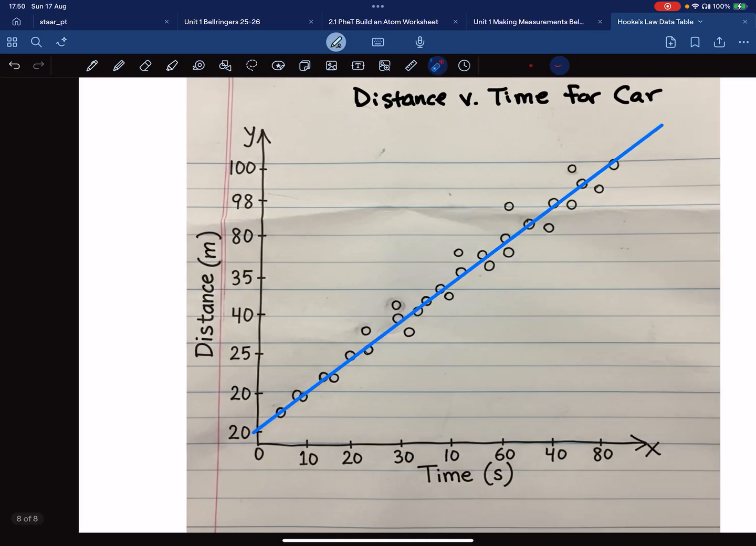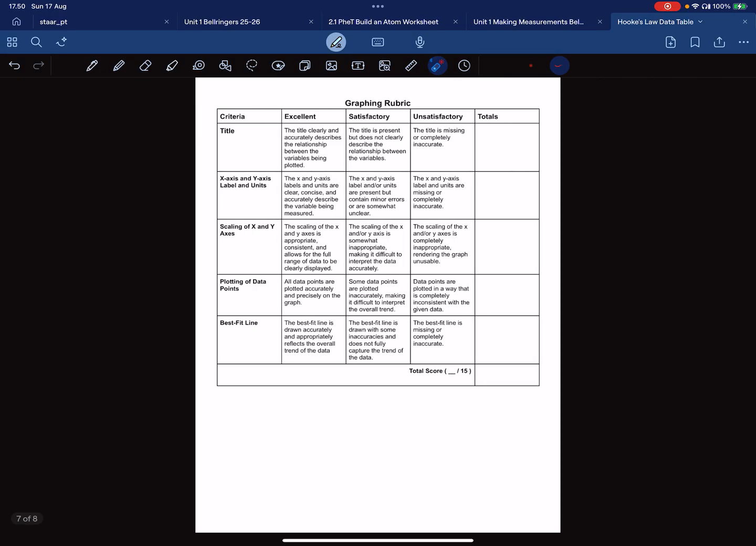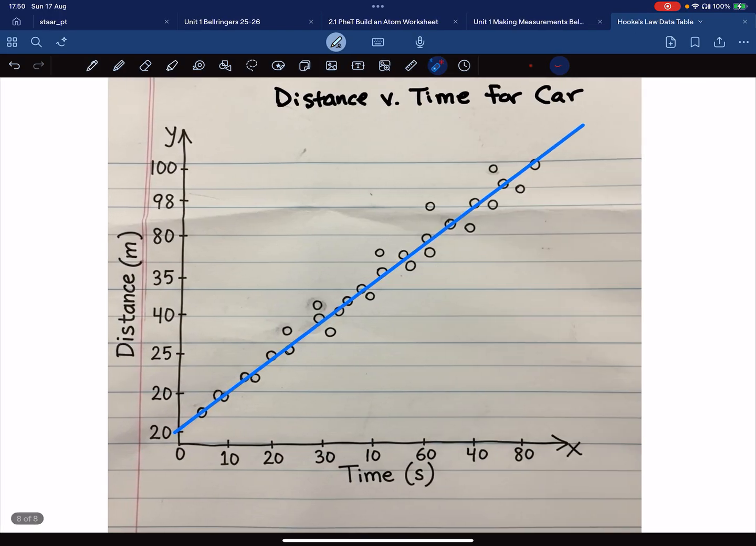Plotting of the data points, those are the individual points. That looks good. And of course the best fit line, that's what we just did. So that looks like a good graph. At the end, you need to check everything with the graphing rubric to make sure that it is correct.